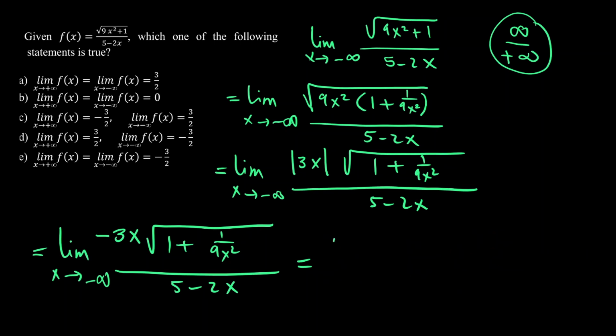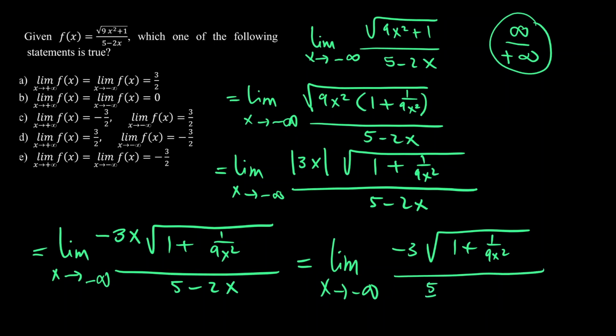The process is more or less the same, so I will just divide by x. So this is the limit as x goes to minus infinity of minus 3 multiplied by the square root of 1 plus 1 over 9x squared divided by 5 over x minus 2. And now as x goes to minus infinity, this is going to go to 0, and this will go to 0, and the answer to that is plus 3 over 2. So as x goes to plus infinity, the answer is minus 3 over 2, and as x goes to minus infinity, the answer will be plus 3 over 2, and the answer to this question is just C.